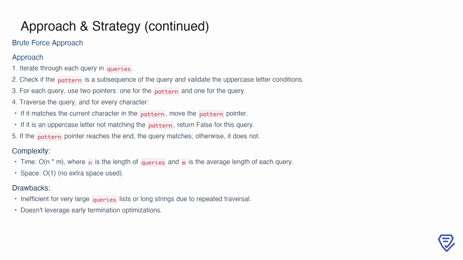As we traverse the query, we compare each character with the current character in the pattern. If they match, we move the pattern pointer forward. If we encounter an uppercase letter that does not match the pattern, we immediately return false for that query. If the pattern pointer reaches the end of the pattern during this process, the query is valid. Otherwise, it is not. The time complexity of this approach is O(n*m), where n is the number of queries and m is the average length of each query. It requires no extra space, making the space complexity O(1).